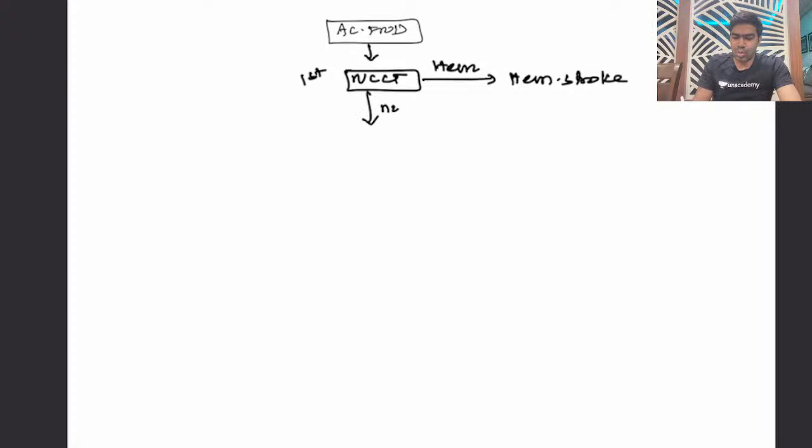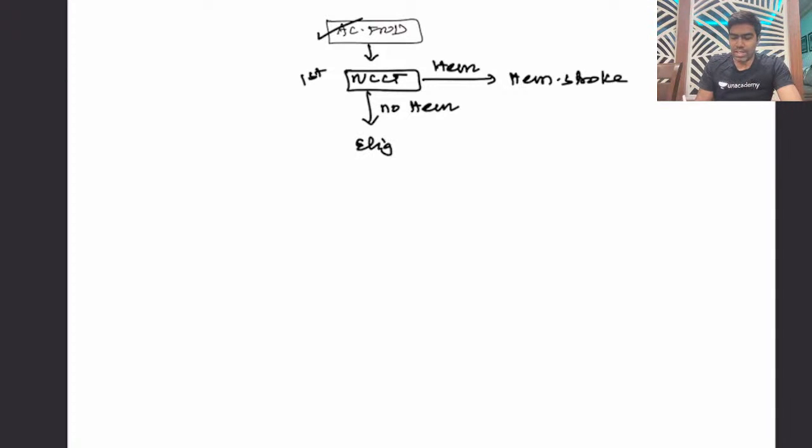In case you don't see hemorrhage in the NCCT, and the patient is presenting with acute focal neurological deficit that is consistent with a stroke pattern, then definitely you're going to see whether the patient is a candidate for thrombolysis or not.